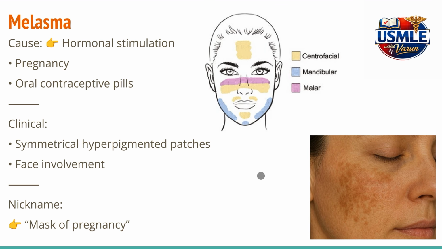Now moving to melasma. This melasma is mainly seen in pregnant women and women who are using oral contraceptive pills. The cause of this condition is hormonal stimulation. Clinically, melasma is characterized by symmetrical hyperpigmented patches. The symmetry mostly involves the face, in regions like centrofacial, mandibular, and malar involvement. The nickname of melasma is the mask of pregnancy.